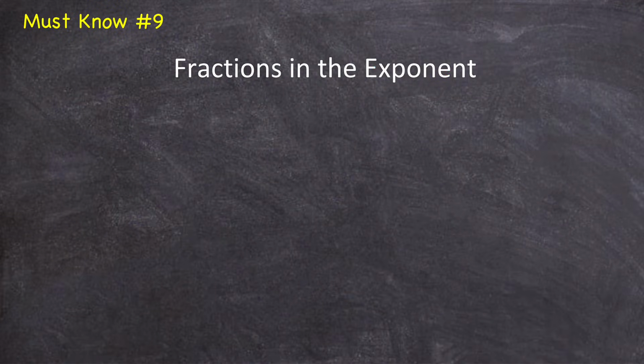Must know number 9, fractions in the exponent. So in this section, I want to show you what to do if you have a power with a rational exponent. And the rule, if you're taking the nth root of a power a to the m, this can be written as a power with a rational exponent, where the base is still some number a, and the exponent becomes the fraction m over n.